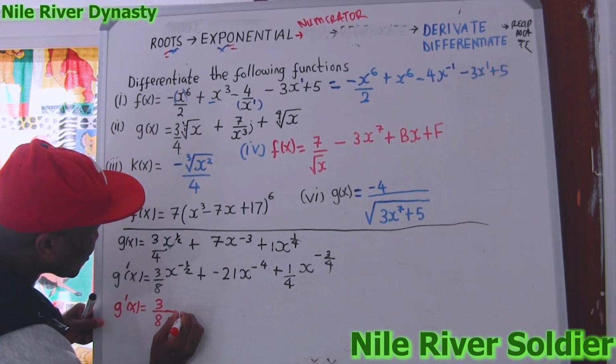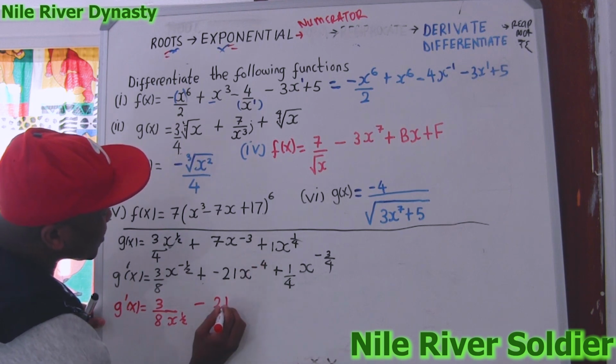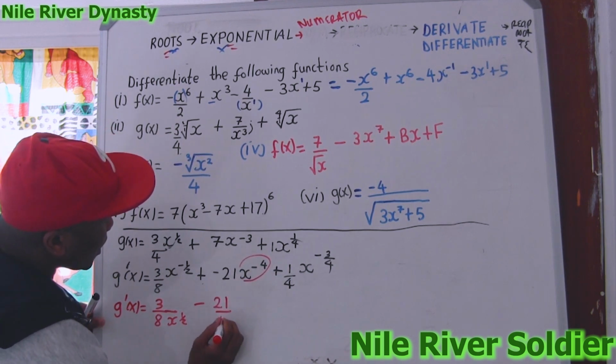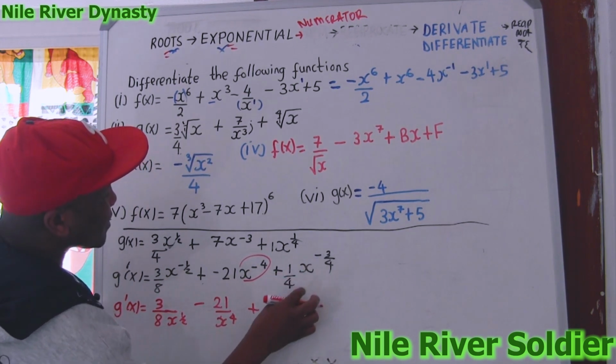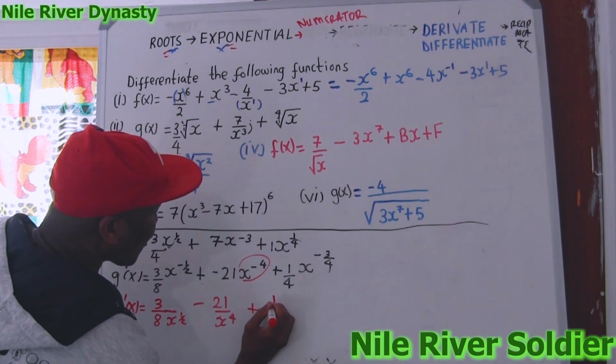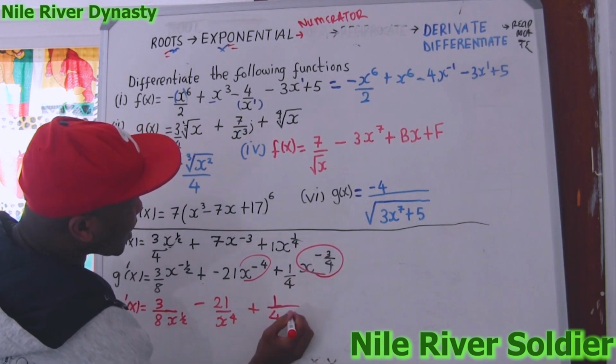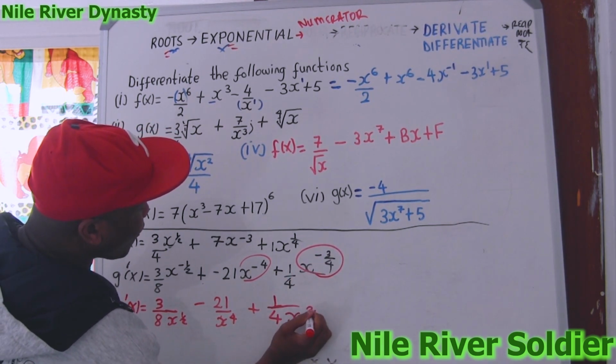So this is going to become x positive a half, and the negative becomes positive, and this is going to be 21, and then this is going to come to the bottom also. x power 4, and then plus 1 over 4. So all this stuff here must go to the bottom. So this is going to go to the bottom. It's going to become x to the 3 over 4.